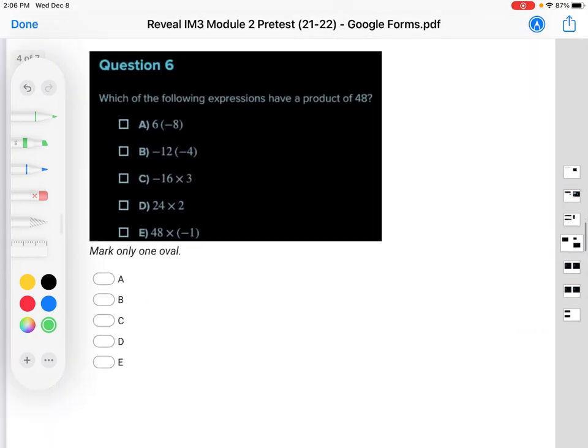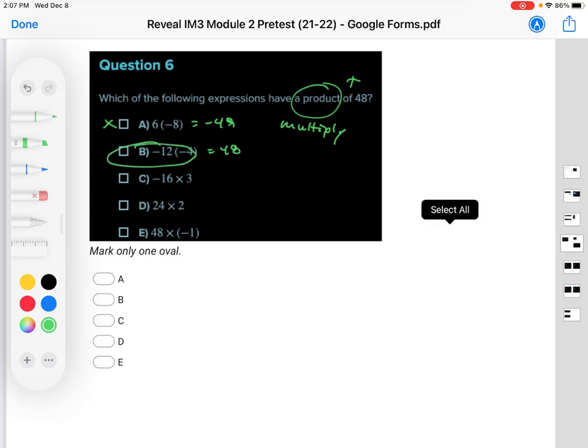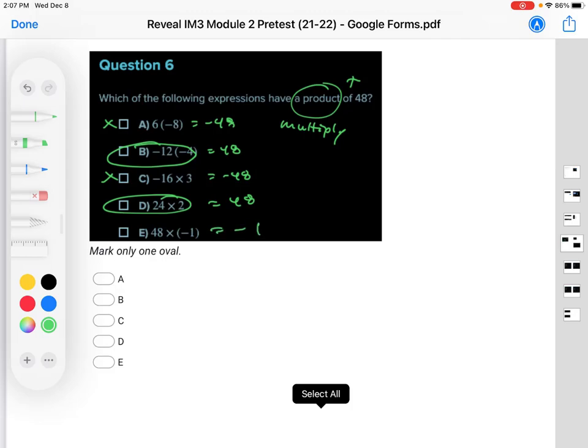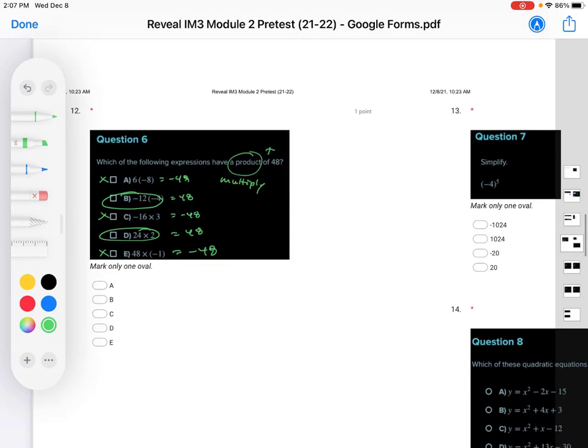All right, question number 6. Which expressions have a product? Product here means to multiply, of 48. The end result is 48. Okay, so this is a positive 48. This one is a negative 48. So that would be a no. Negative times negative is a positive, so this one matches. Again, negative times a positive would be a negative. This would equal a positive 48, so this one matches. And this would equal a negative 48, so not that one. So B and D is our answer for question number 6.